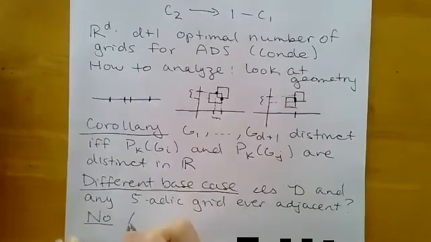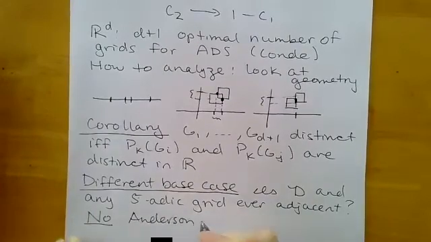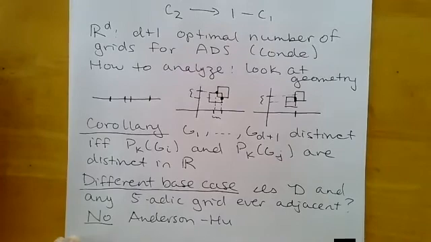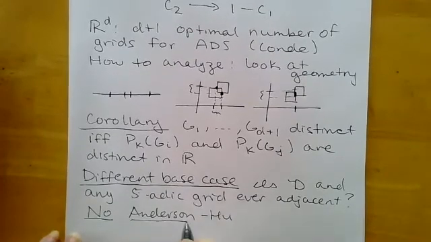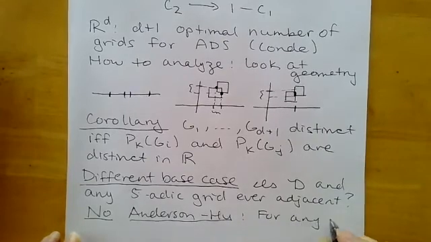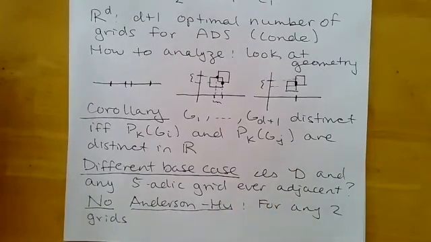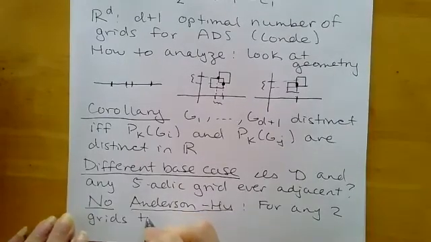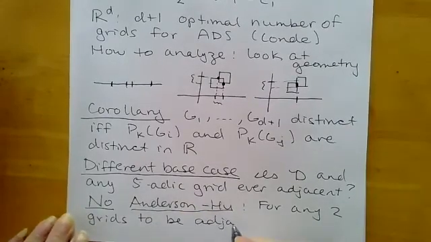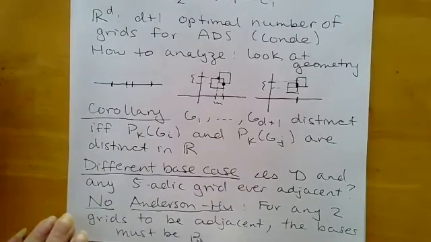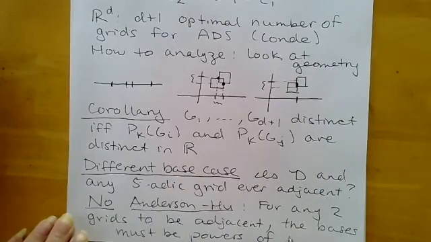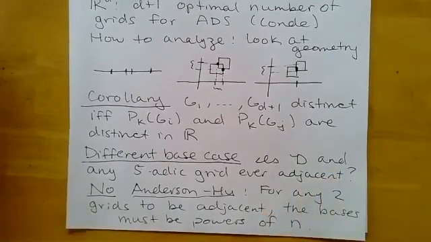And the result is that the bases have to be powers of the same thing. So in this separate paper of myself and Bingyang Hu, for any 2 grids, so again, we have a result for R^d in that paper too, but I'll just list the result for the real line. To be adjacent, the bases must be powers of n. So they must be powers of the same number n.